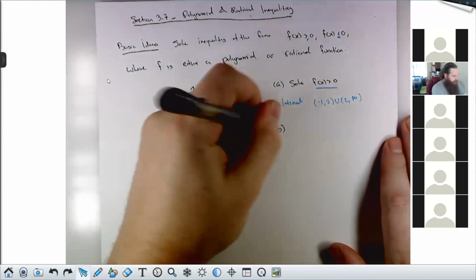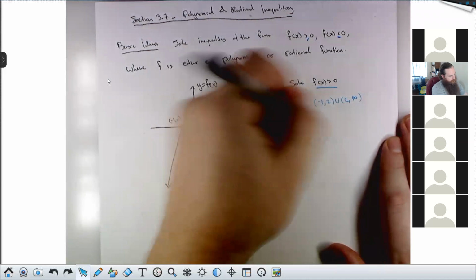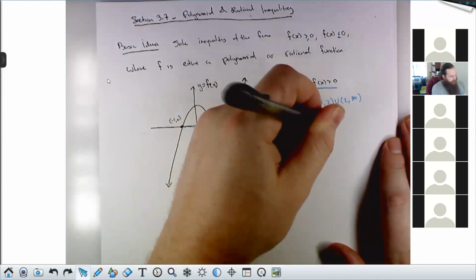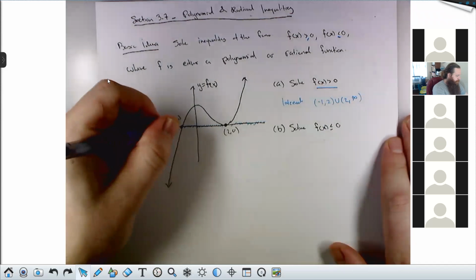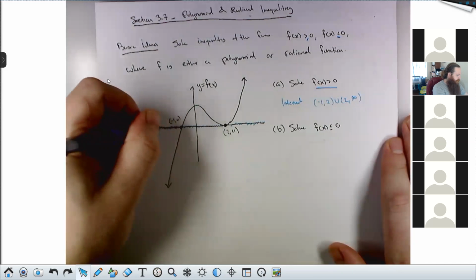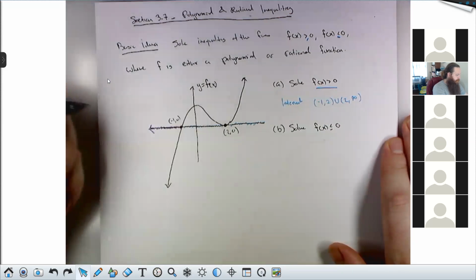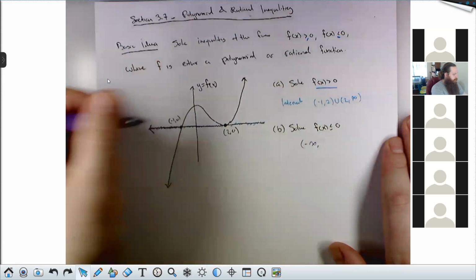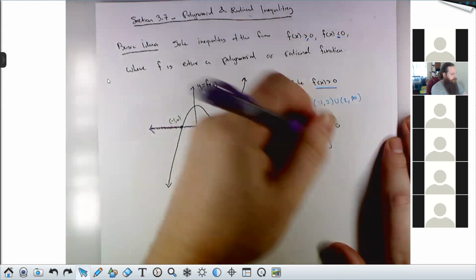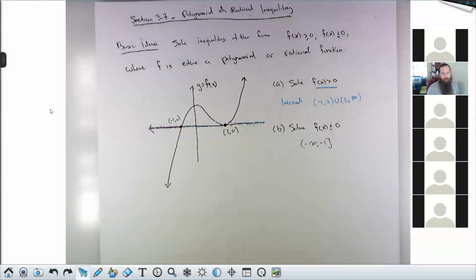And if I wanted to solve f of x is less than or equal to 0, that would be all the places where the graph is below the x-axis. So that's everywhere over here and nowhere else. This would be from -infinity up to -1. And I would include the -1 because f of x is equal to 0 there, right? That's an x-intercept. And that's okay because it's less than or equal to.